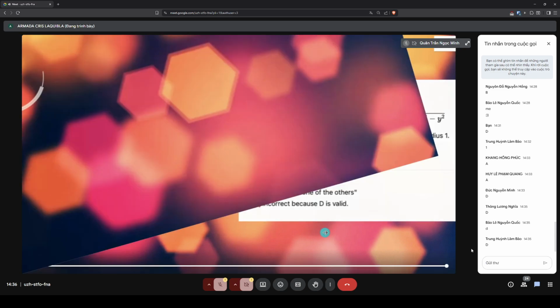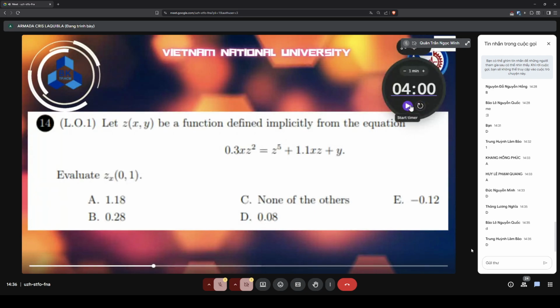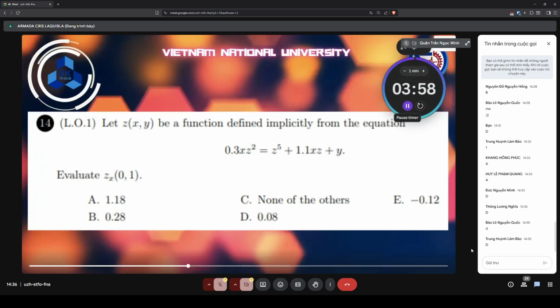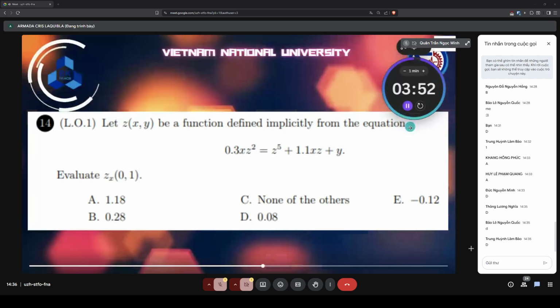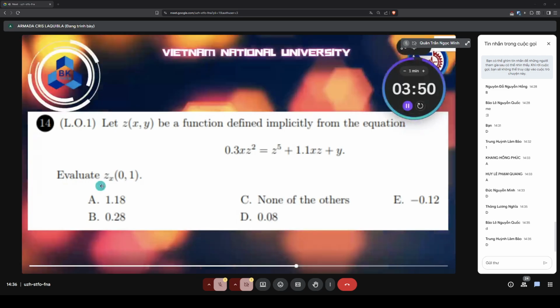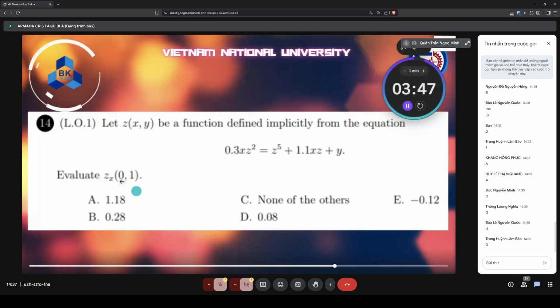Now you have this one, and this is very easy for you to do. You can solve this in 3 minutes only. Just get the zx there, and then you substitute 0 for x, and y is 1.